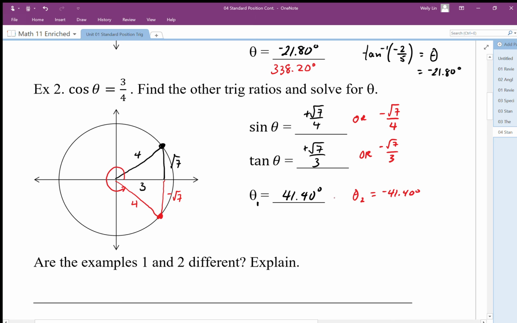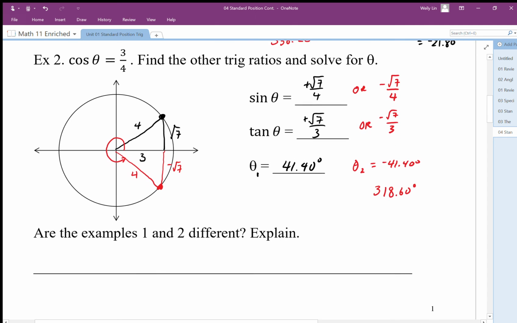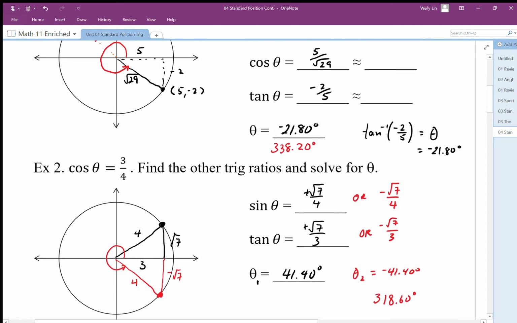If I need to measure it in the positive direction, theta 2 could be written as a coterminal angle as 318.60 degrees. Okay, so these are equivalent positions. Theta 1 and theta 2 are two different angles, indicating two different positions. So there are two different possibilities for this cosine ratio, and that's the case for all the ratios. If we only have the ratio, we have to consider that there are two positions they can take up in the circle.